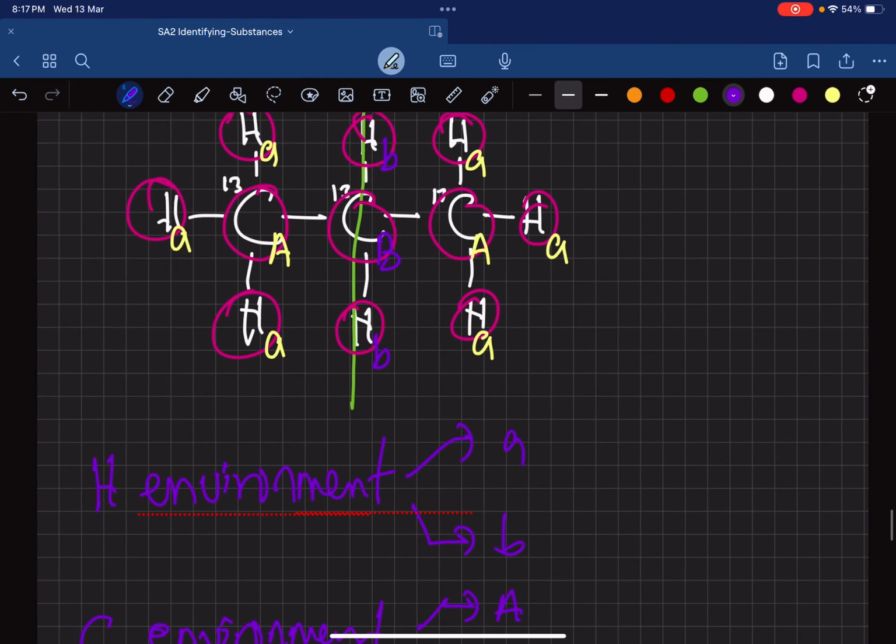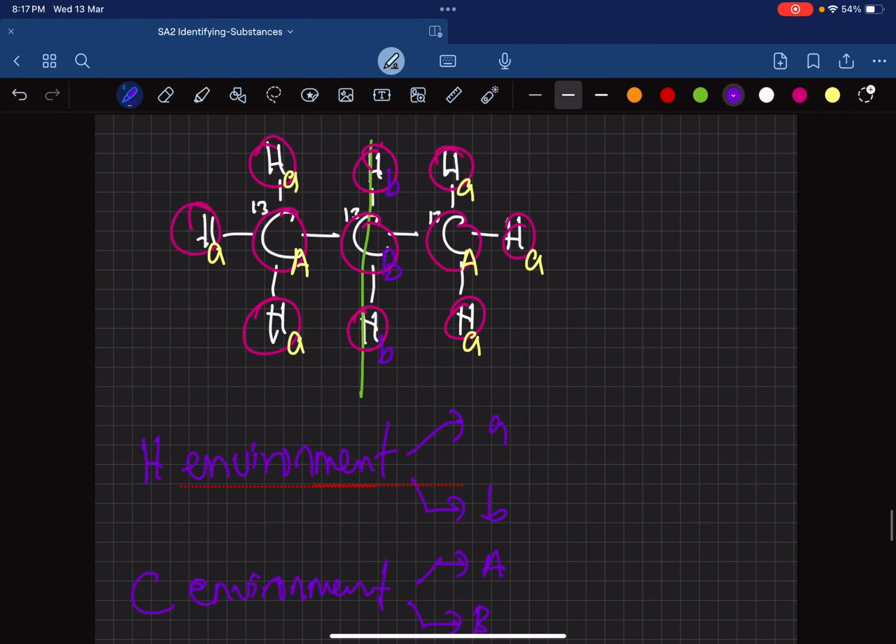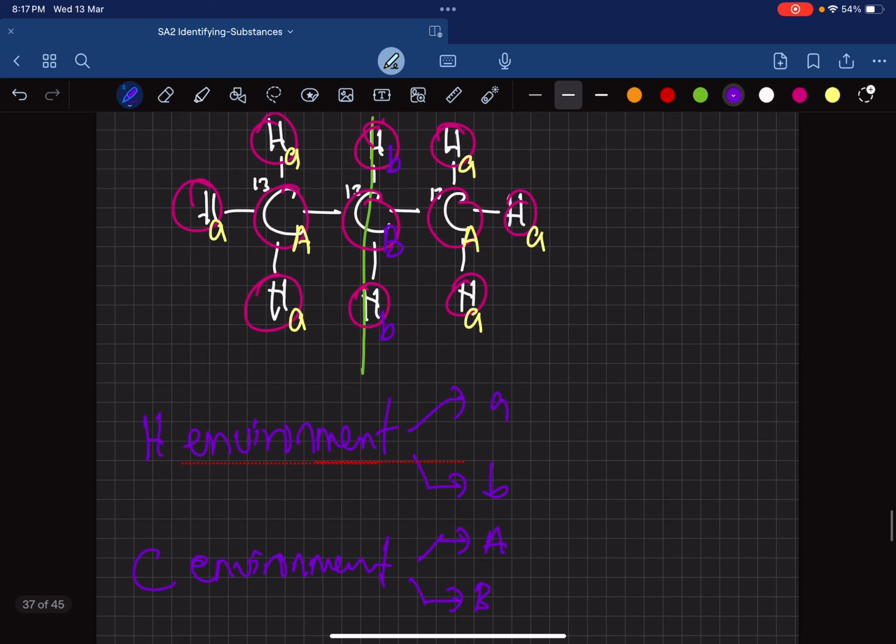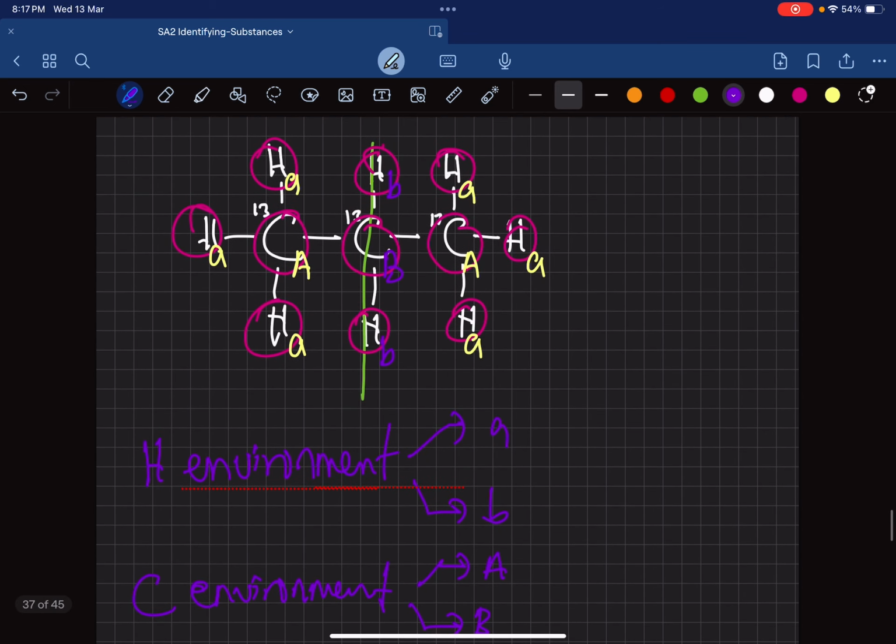Okay, so let's continue from where I left off. Now you realize hydrogen has two environments and carbon has two environments. So what does this all mean? It means this hydrogen will send out a frequency. Let's say it sends out a frequency. All of these hydrogens will send out a frequency which is exactly the same.